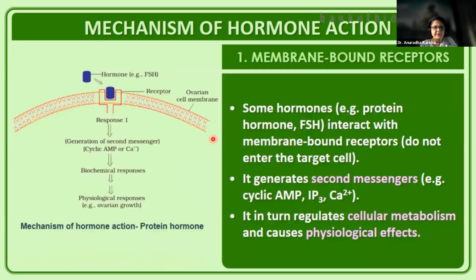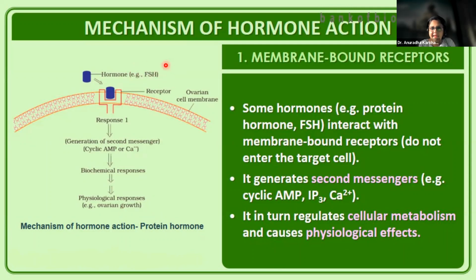First we talk about the membrane-bound receptors. Some hormones, for example protein hormones like FSH, interact with membrane-bound receptors. They do not enter the target cell. It generates second messengers, for example cyclic AMP, IP3, calcium. These are the second messengers. They in turn regulate cellular metabolism and cause physiological effects. So let us see how.